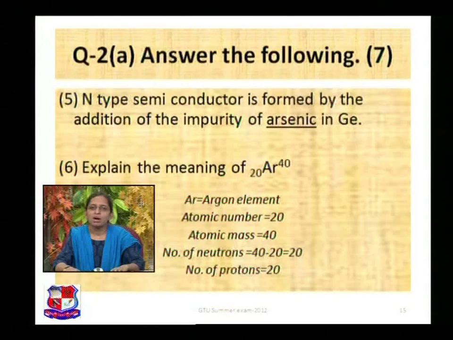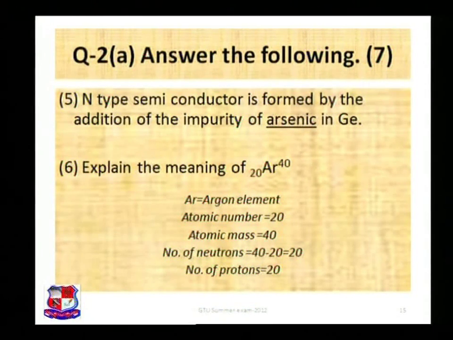Again, you can view here, they have asked one important objective: explain the meaning of Ar 40 20. Now, what does this Ar stand for? Ar is the argon element. In the periodic table, argon is an inert gas. The number on the right hand side top describes the atomic mass, and the number on the left hand side below describes the atomic number. So we have found out very clearly that Ar is the argon element, atomic number is 20, atomic mass is 40, and the number of neutrons will be 40 minus 20, that is 20. Okay, so the number of protons automatically comes out to be 20.